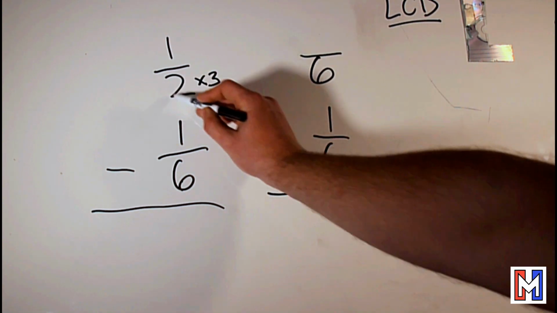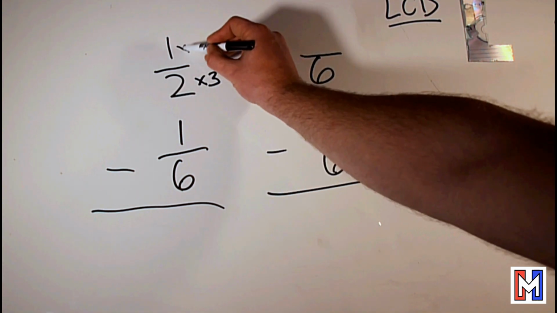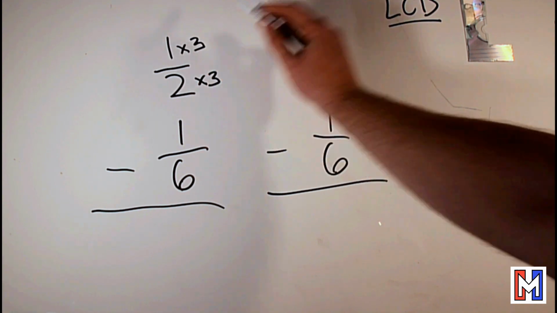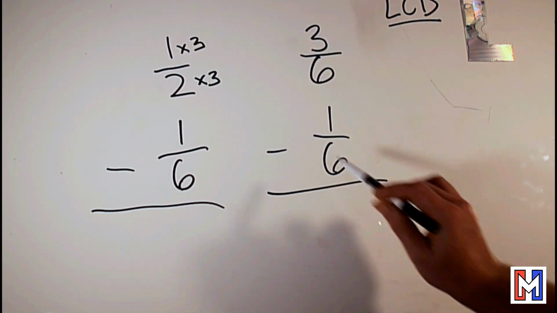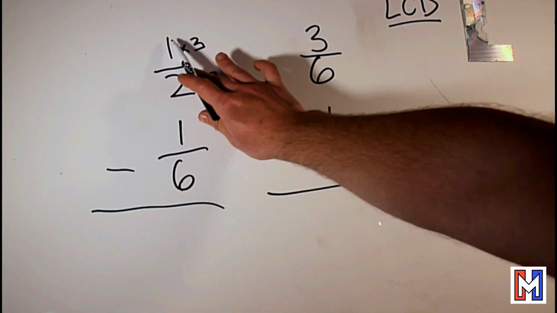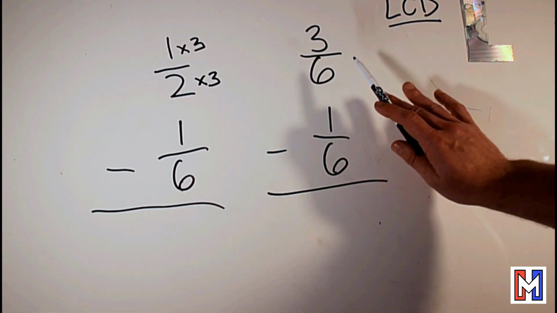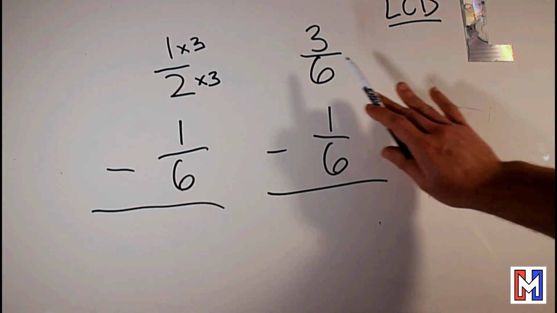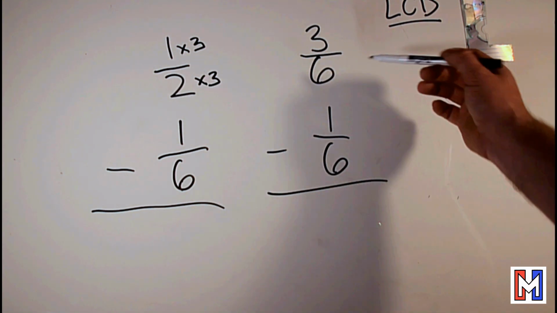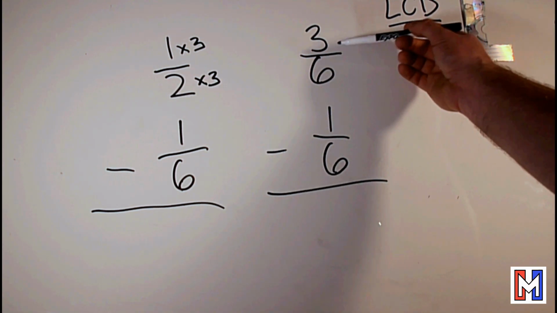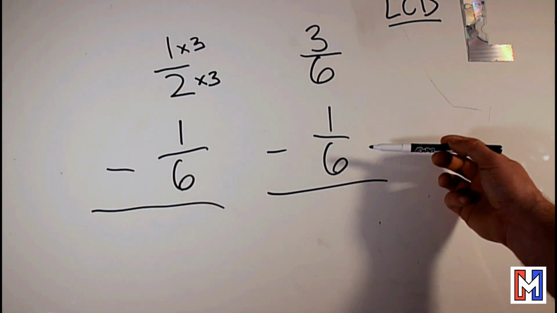And then whatever I do to our denominator, I'm gonna do to our numerator. 1 times 3 is 3. So now I've renamed 1/2 to 3/6. These are equivalent. Equivalent means equal, right? So they mean the same thing. So now I'm going to subtract. We have 3/6 minus 1/6.